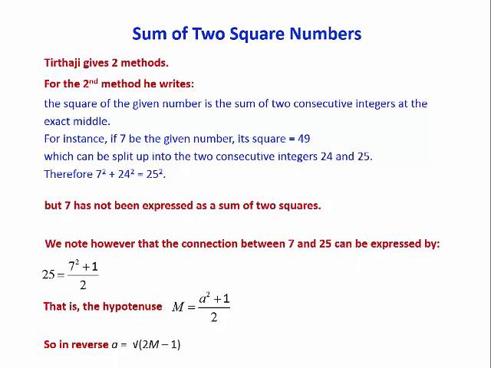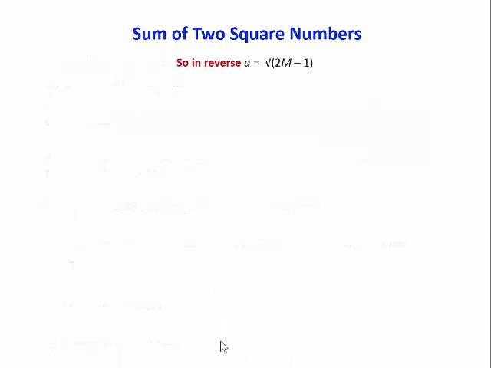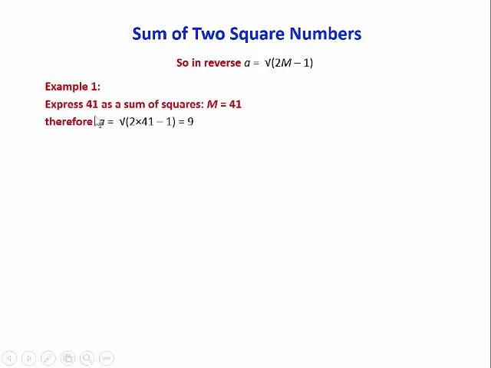We want to do this because it's a that we want to express as the sum of two squares, not m. So take this formula, let's go on to a new page. A is the square root of 2m minus 1. And let's see how we can use it. Suppose you want to express 41 as the sum of squares. M is 41. And so we can get a from this by doubling it and subtracting 1 and taking the square root. 82 minus 1 is 81, the square root of 81 is 9. So a is 9, and 9 is 4 plus 5, the sum of two consecutive numbers, and therefore 41 is 4 squared plus 5 squared.